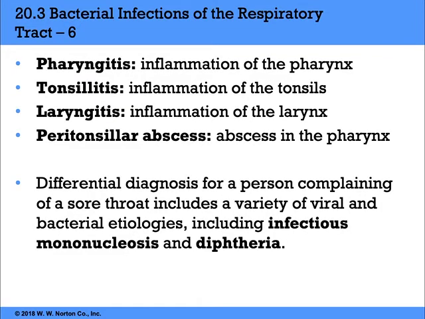Pharyngitis is inflammation of the pharynx, tonsillitis, inflammation of the tonsils, laryngitis, inflammation of the larynx, and peritonsillar abscess are abscesses in the pharynx. And we use a different diagnosis for a person complaining of a sore throat, including a variety of viral and bacterial causes, which include infectious mono and diphtheria. Okay, so all these are very painful because there's a lot of nerve endings back there.